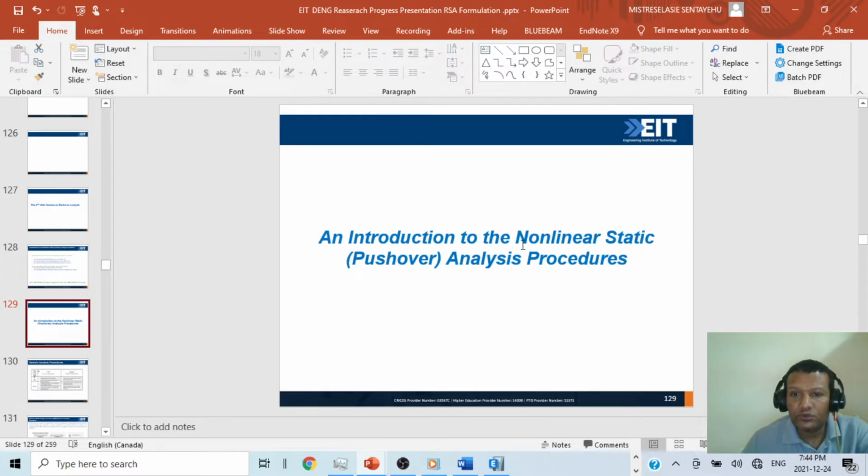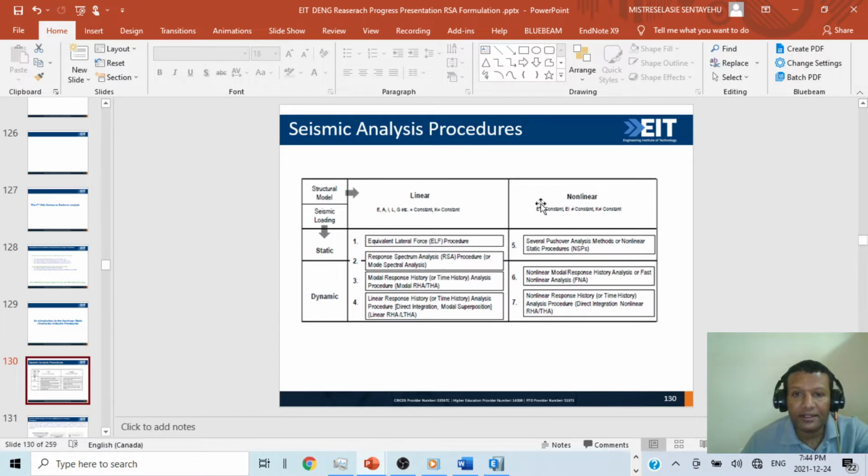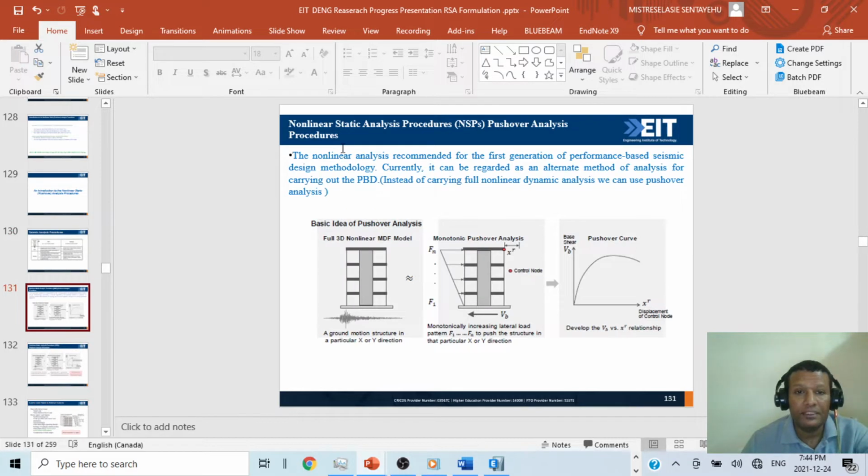Okay, an introduction to the nonlinear static pushover analysis procedure. As I showed you, we have linear and nonlinear procedures, so we are here now: nonlinear static analysis procedure, pushover analysis procedure. The nonlinear analysis is recommended for the first generation of performance-based seismic design methodology. Currently, it can be regarded as an alternate method of analysis for carrying out PBD. Instead of carrying out full nonlinear dynamic analysis, we can use pushover analysis.